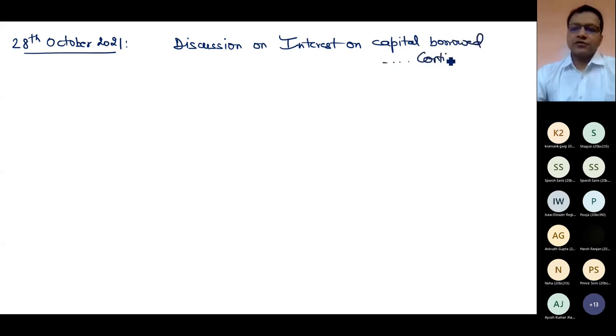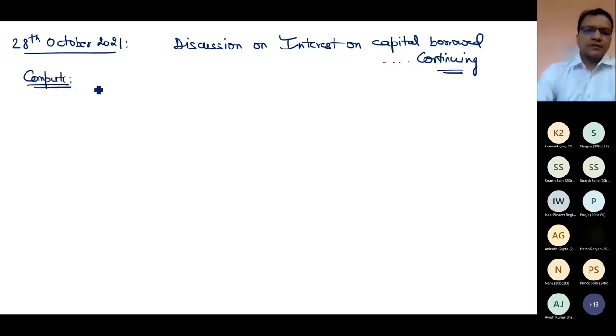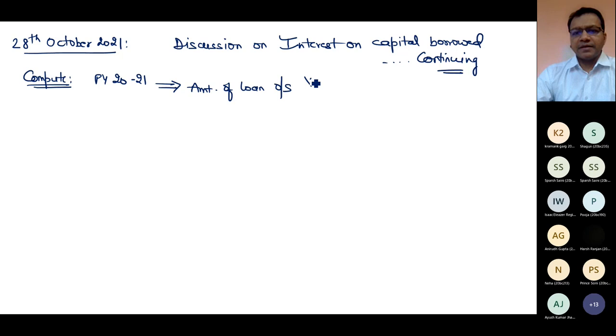So this discussion is still continuing, discussion on interest on capital borrowed. How do you compute this interest? It's very simple. Suppose your previous year is 2020-21, then in 2020-21, whatever is your amount of loan outstanding, multiplied by rate of interest. That's it. There is no problem. The only issue arises here. So what is the technical point which you should remember?